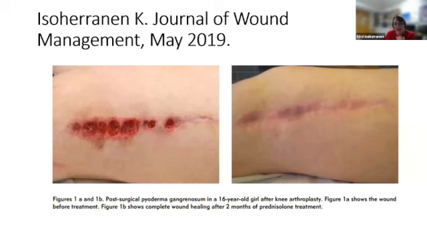So if there are some ulcers that do not heal by typical treatments in the operational area, you might think about post-surgical PG and refer your patient to the dermatologist.